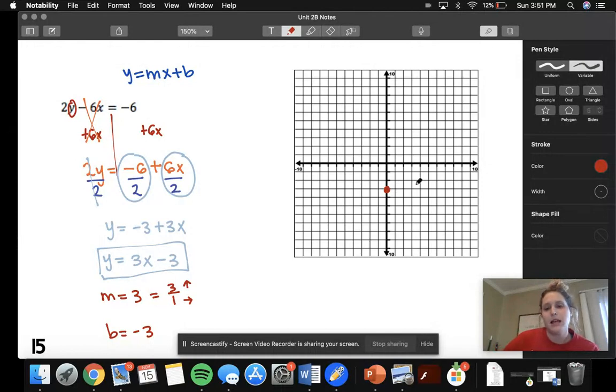Now I'm going to use my slope. My slope is up 3, right 1, up 3, right 1, up 3, right 1. And you could put another one if you want to. Now I'm going to go back to the beginning. Instead of going up right, I'm going to go down left to get the other half of the graph. And we just graphed our last line for today.